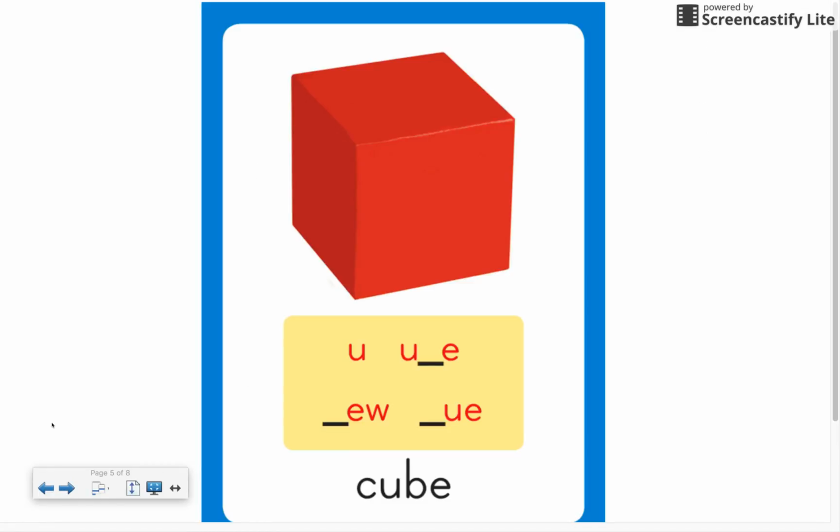We're going to go to our next sound. Our next sound is the U sound, like you hear in cube. Can you say cube? Okay, yes. Cube. The U sound is spelled with the letters U consonant E, U, EW, and UE. So we have 4 spelling patterns that we're looking at for U.